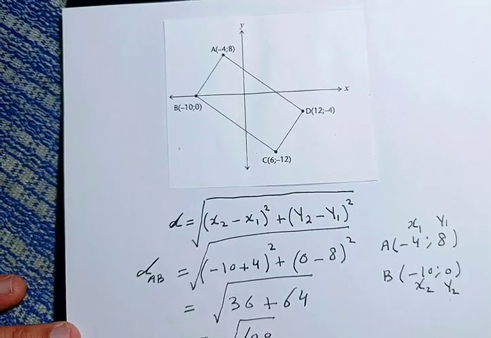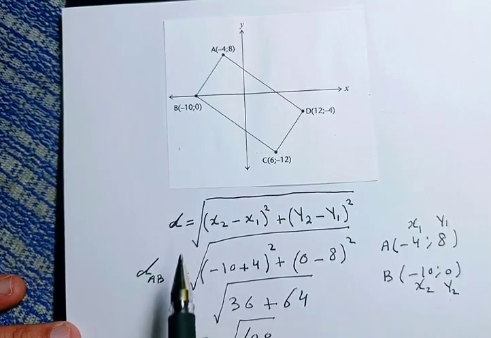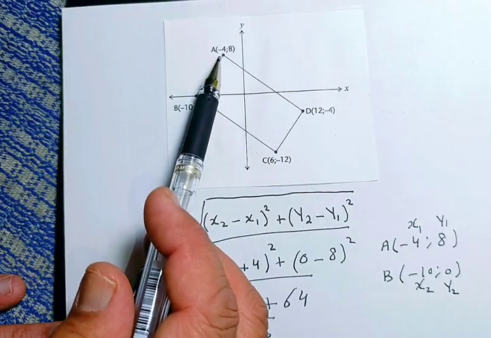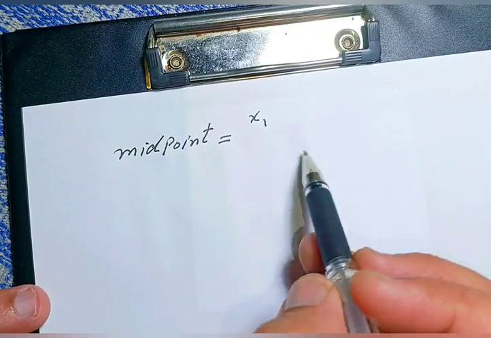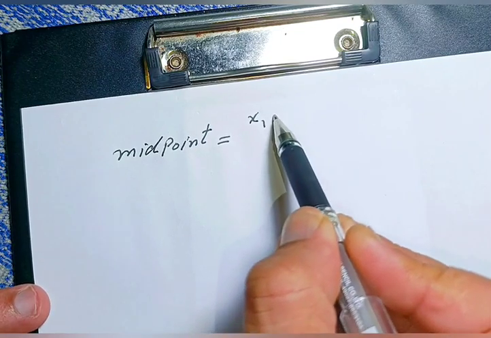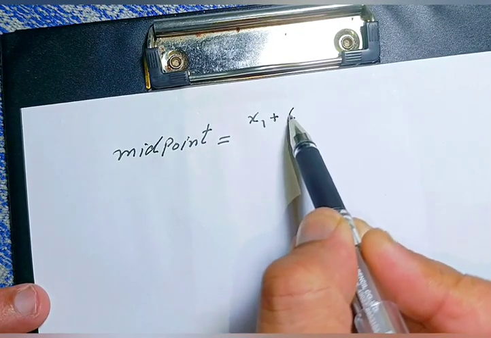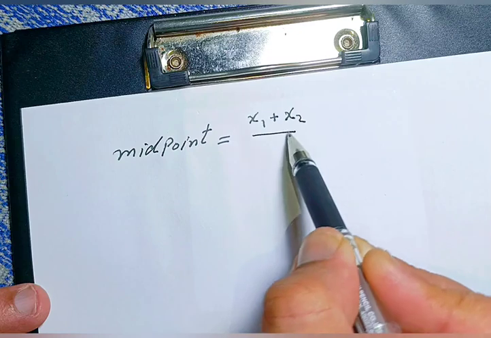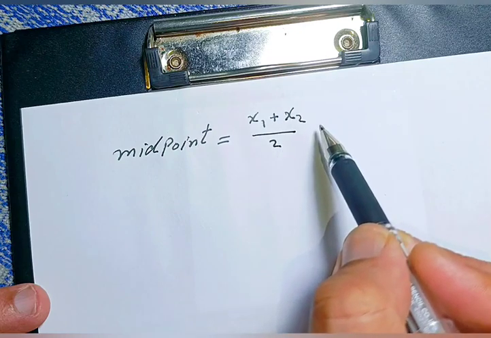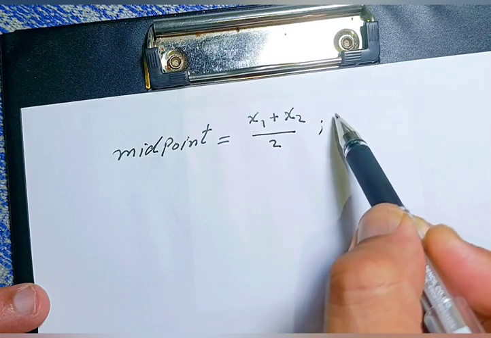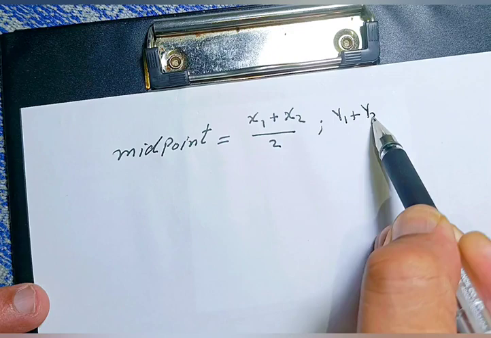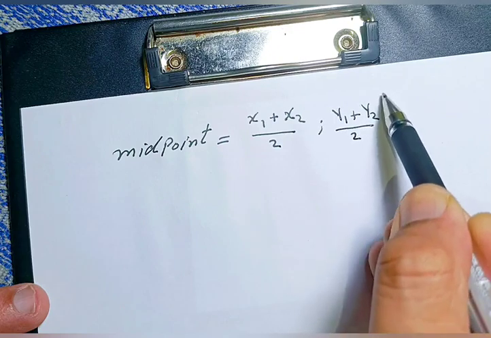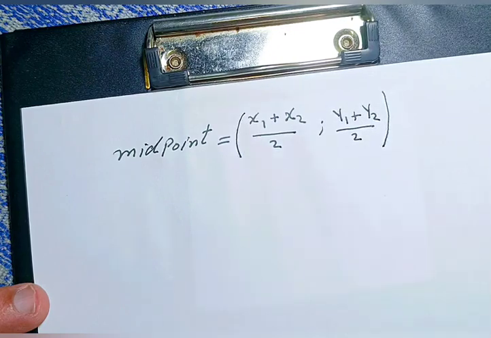Now I'm going to show you how to find the midpoint. We need to find the midpoint between A and C. So the midpoint formula is x1 plus x2 over 2, and y1 plus y2 over 2. This is the midpoint formula.